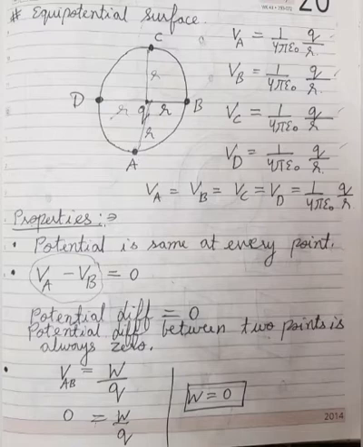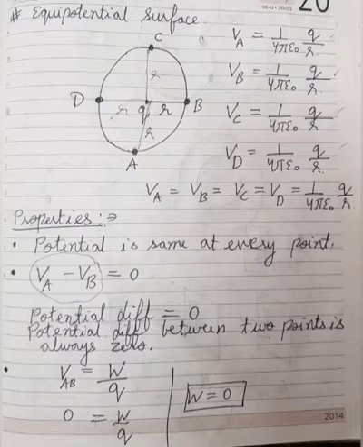Since the potential at every point is the same, that is VA is equal to VB is equal to VC is equal to VD is equal to 1 upon 4 pi epsilon naught Q by R, therefore it is an equipotential surface. Now one by one let us discuss all the properties of an equipotential surface.